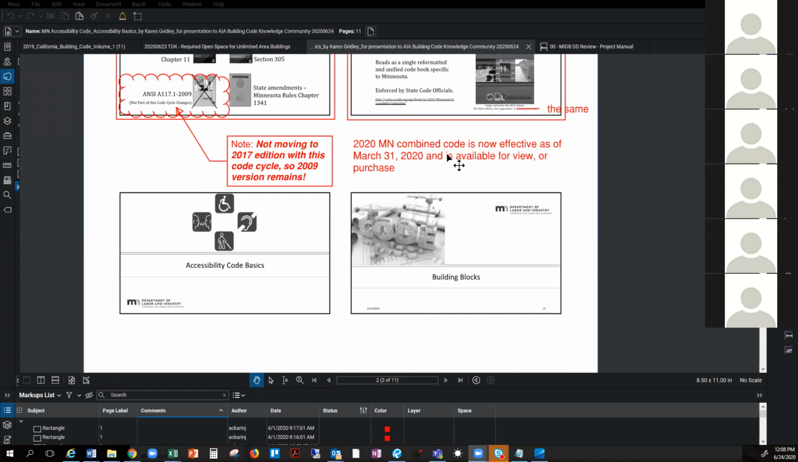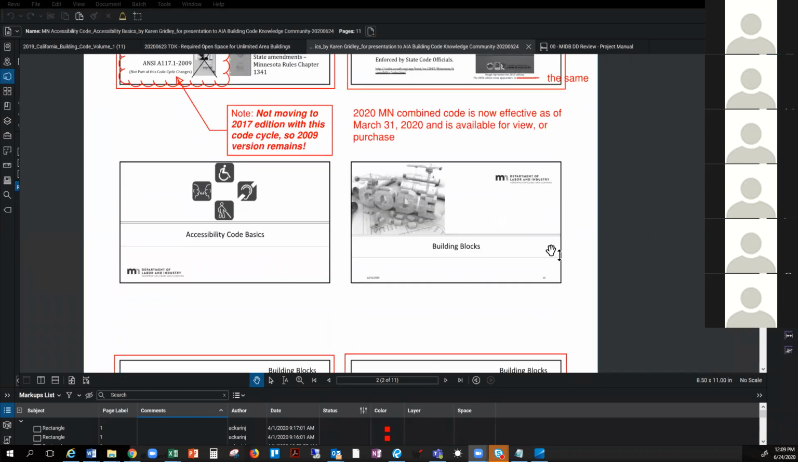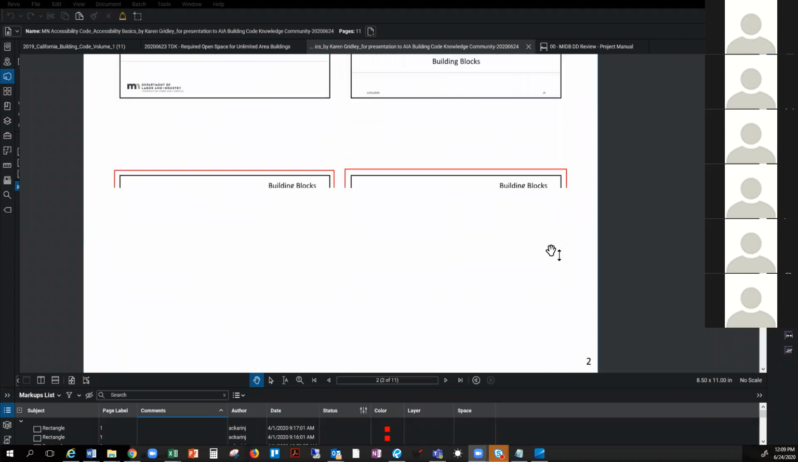It is now, though it wasn't then when you gave this presentation, but as most of you know, most of the code chapters have been effective as of March 31st, 2020. And obviously I have a copy of several of the codes, this being one of them, and they're available either online or you can of course purchase them. And so we're going to get into the basics here, the building blocks of it.